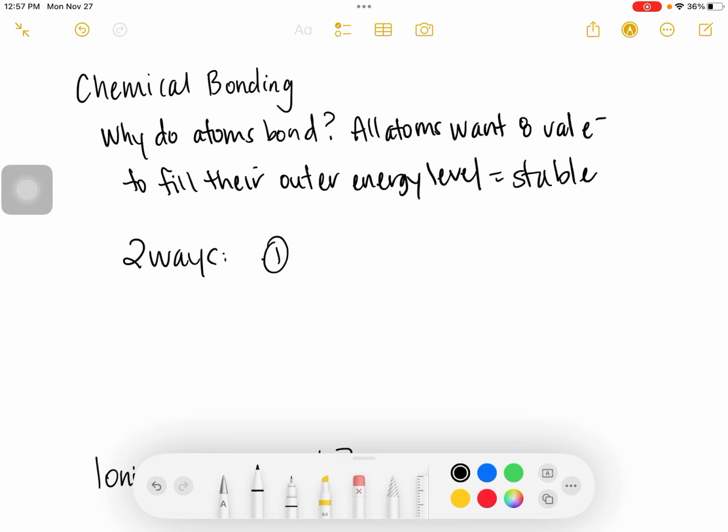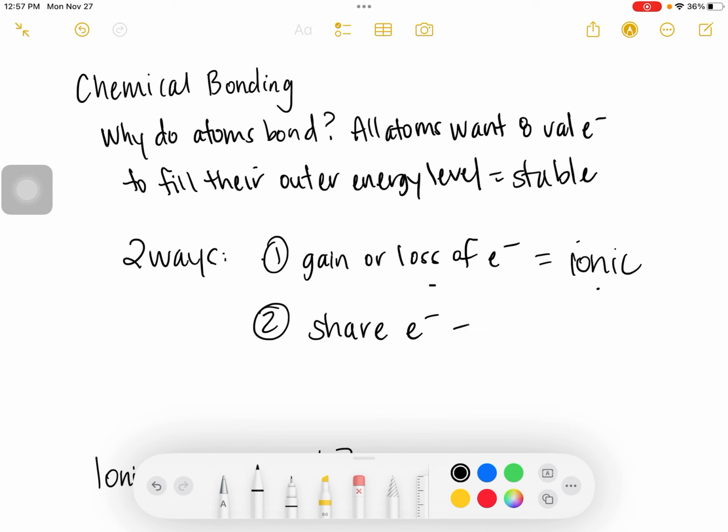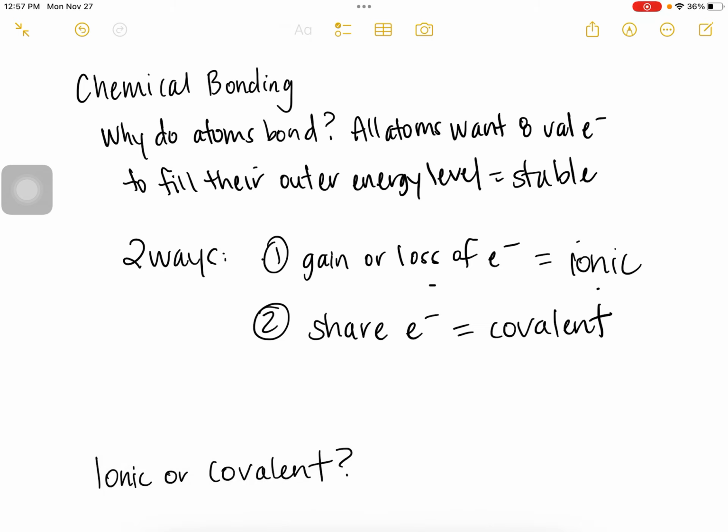So the first way is by the gain or loss of electrons. And this type of bonding is ionic bonding, which we'll talk in more detail about in a minute. And the second way, which would be the new piece of information, is by sharing electrons. And this type of bonding is called covalent bonding. Okay, so these are the 2 main types, and we'll look at who bonds ionically and covalently, and we'll also look at an ionic bond example, or actually several, and a covalent bond example.